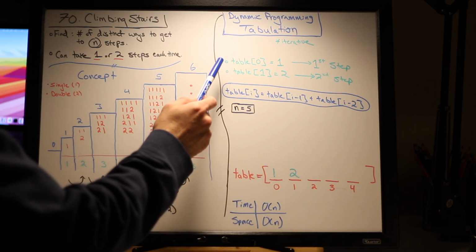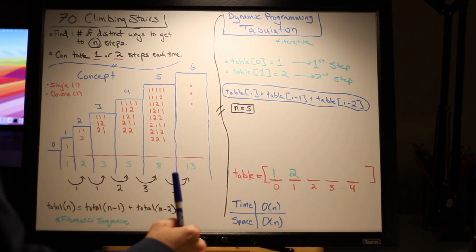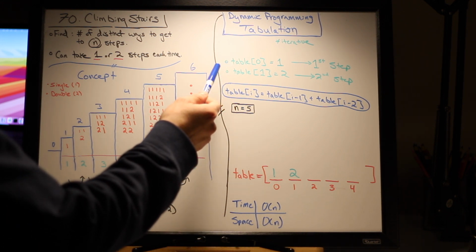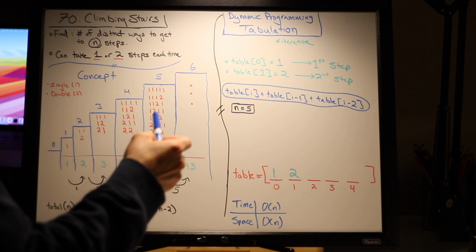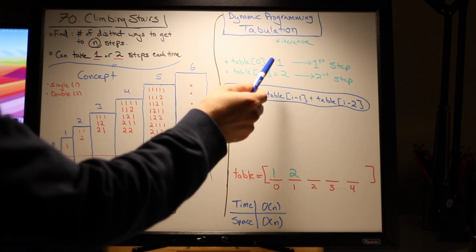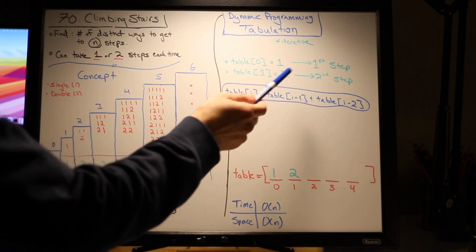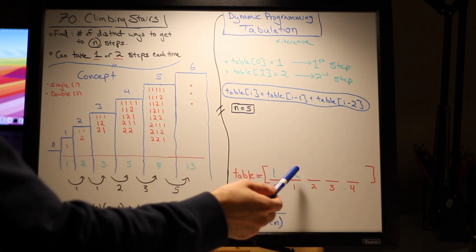Our table is going to be initialized with a couple of values, similar to how we were given the first two numbers of the Fibonacci sequence. These are basically like the base cases we used in memoization. So the first step is going to be initialized with 1, and the second step is going to be initialized with 2, which we have here.